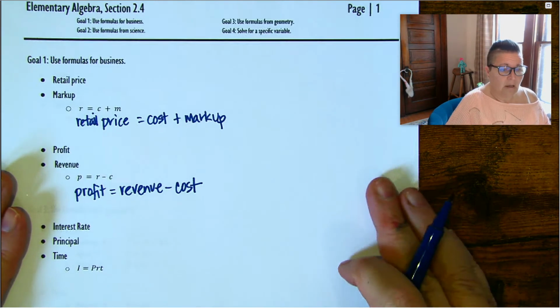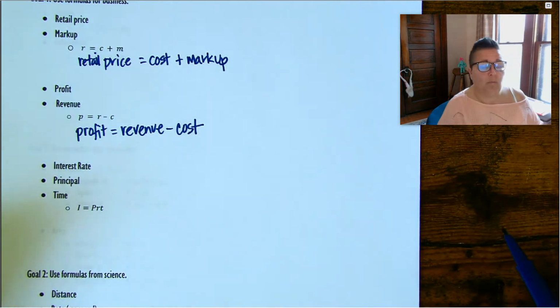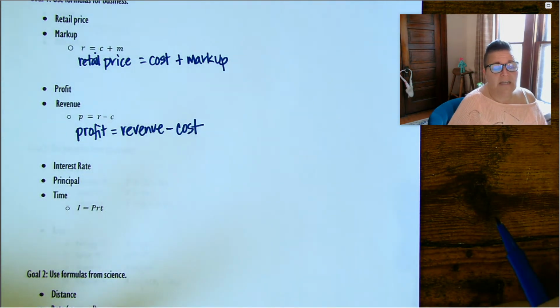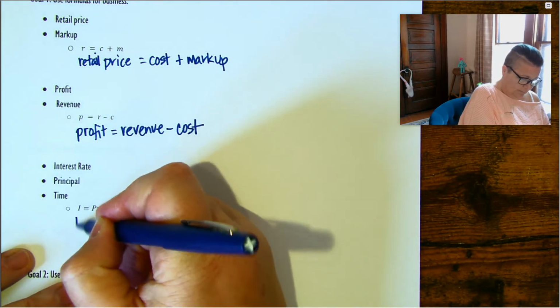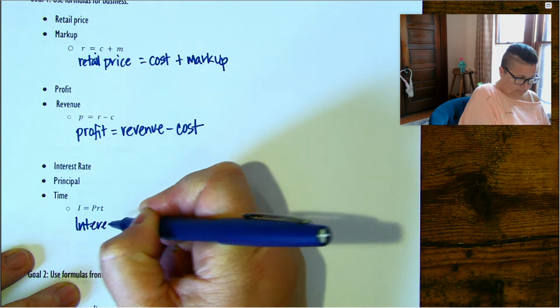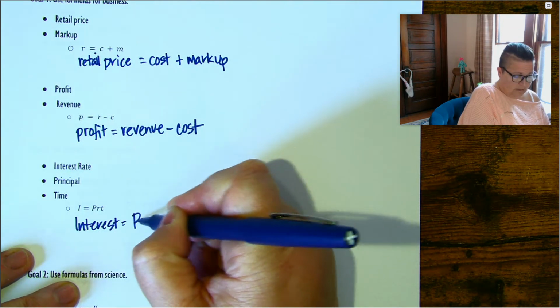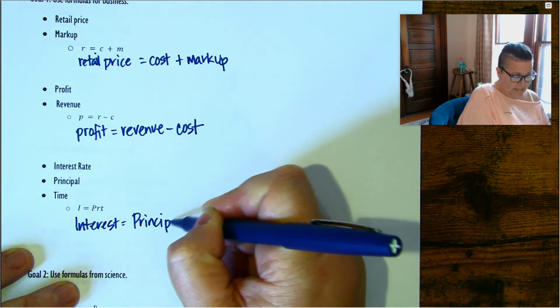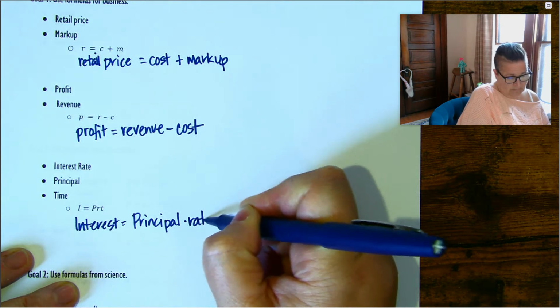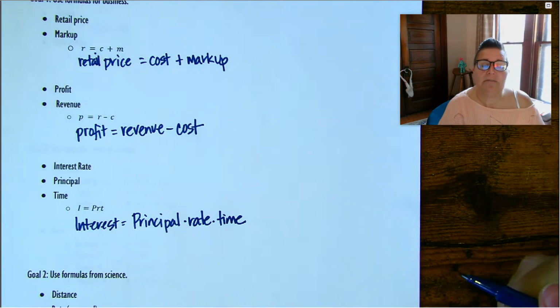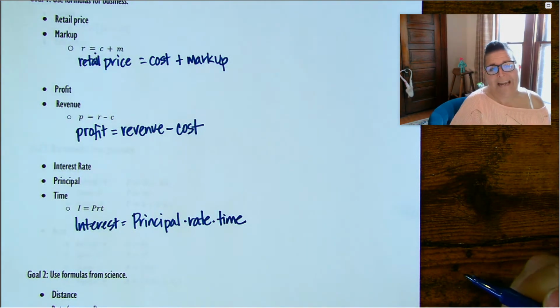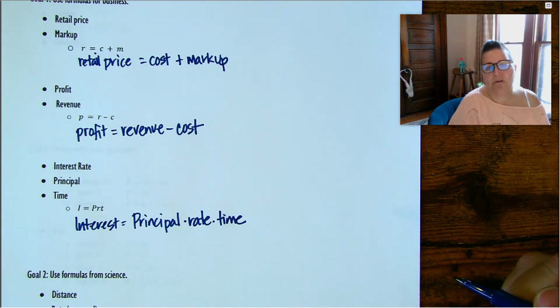Shark Tank. All right. The third business formula is the one we will probably use the most. This is I is equal to PRT. This is your interest is equal to the principal times the rate times the time. Principal is the amount of an investment or loan. Rate is the percentage that is either paid or earned. Time is always in years.